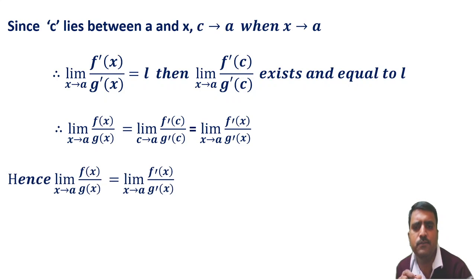Okay, so finally we write that the limit of f(x) by g(x) when x tends to a is equal to the limit of f′(x) by g′(x).